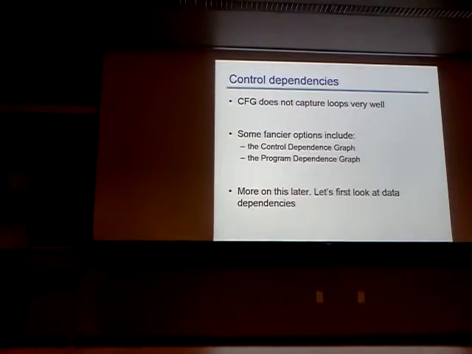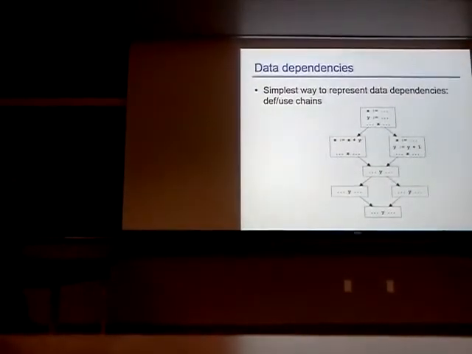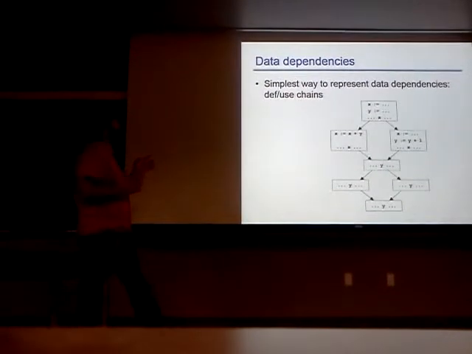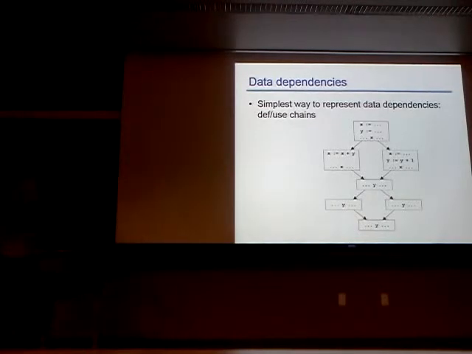But what I want to switch over to is data dependencies, okay? The simplest way to represent data dependencies is what's called def-use chains. Did we talk about def-use chains yet? We haven't talked about them, right? What's a def-use chain? What do you think a def-use chain is? Definition. Definitions and uses, and it chains the two together.